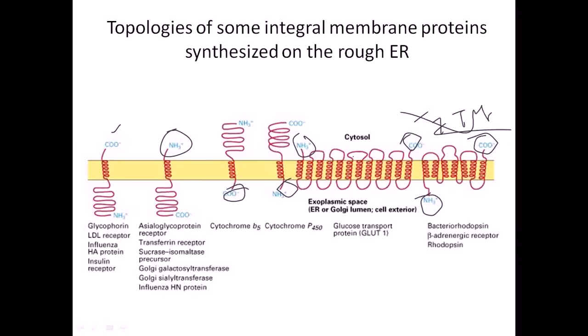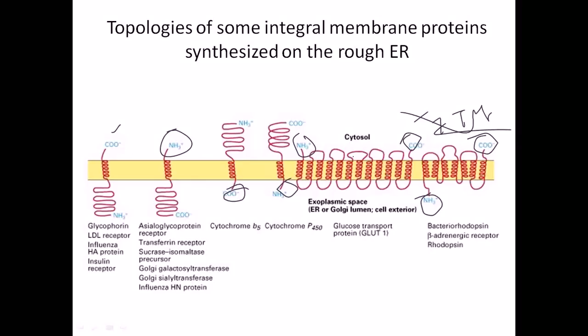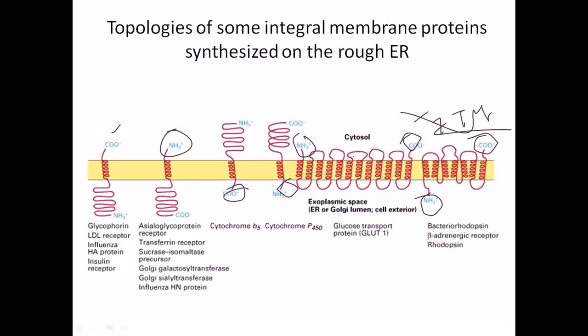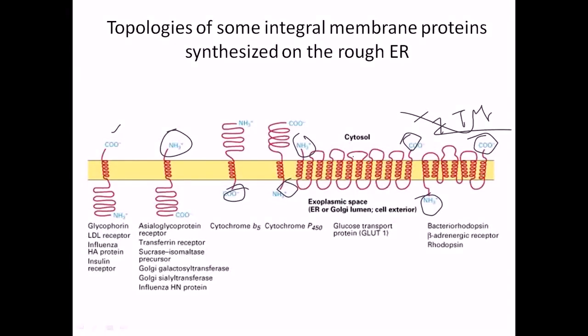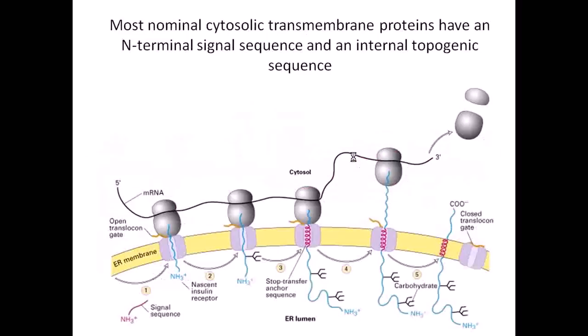So that's the major difference between GLUT and bacteriorhodopsin. Bacteriorhodopsin spans the membrane 7 times, but GLUT spans it many different times. In GLUT you can see both the N terminal and C terminal at the cytosol. But in the case of bacteriorhodopsin or the beta adrenergic receptor, it is only one: the C terminal is towards the cytosol, and the N terminal is outside the cytosol.